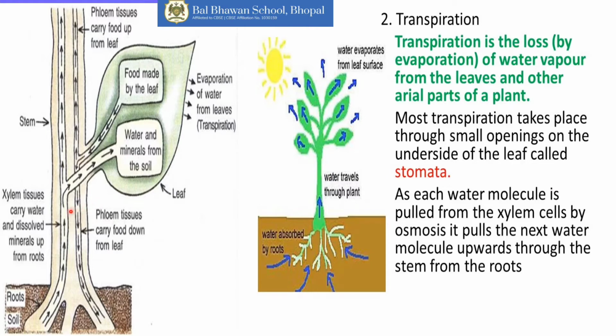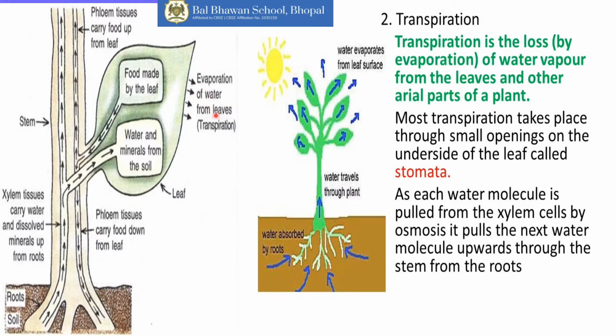Now in this slide you can see that xylem vessels carry water and dissolved minerals from the root to the stem and then to the leaf, where it is being used in the process of photosynthesis. Here you can see that the food is being made by the leaf by the process of photosynthesis, and the food, that's the sugar which is being made by this process, is then transported by means of these vessels which are known as phloem.